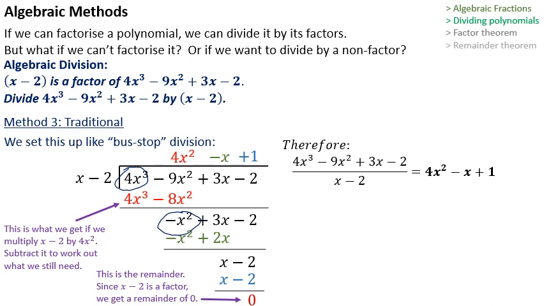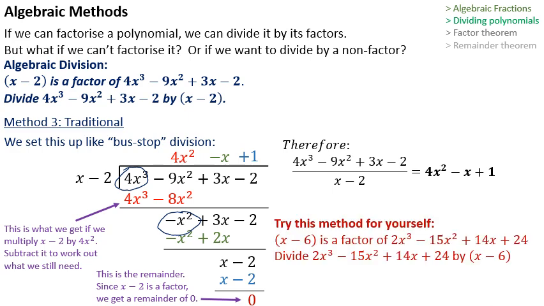Again, this gives us our final answer. If we divide the cubic by the linear expression, we get for ourselves this quotient 4x squared minus x plus 1. And you can try this for yourself once more. Use the same one so you can see how the method works with your particular cubic divided by your linear divisor. Remember, you should get the same answer, 2x squared minus 3x minus 4.